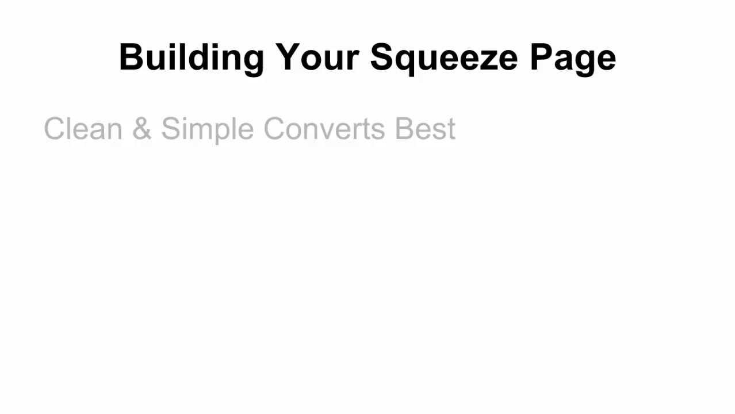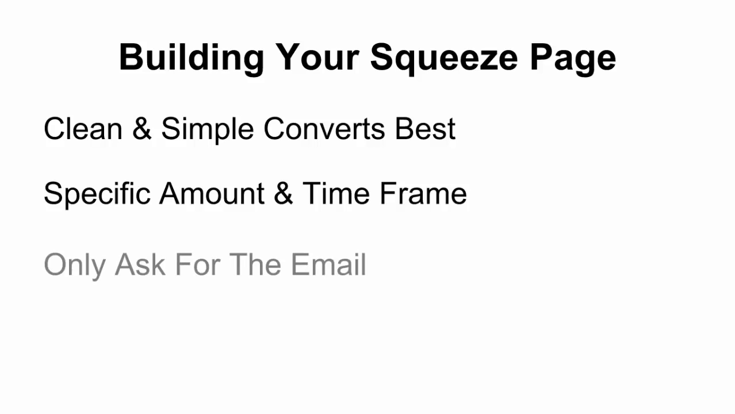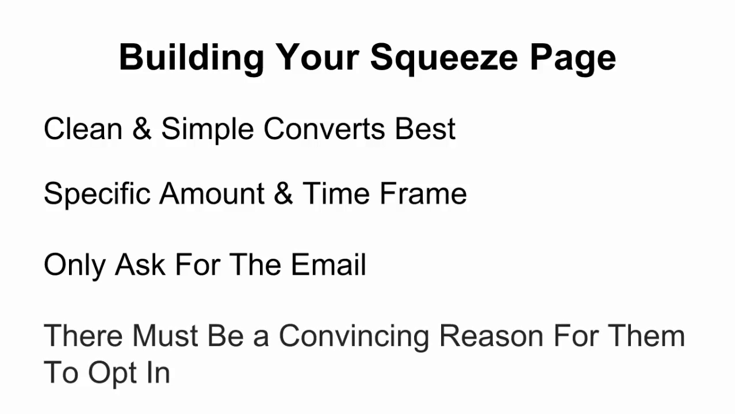Clean and simple converts best. We need to mention the specific amount and a time frame in which they can achieve what we've promised they're going to achieve. And we're only going to ask for the email. If you're asking for too much information, it's going to lower your conversion rates. And there must be a convincing reason for them to opt in, which basically incorporates this here: specific amount and time frame.